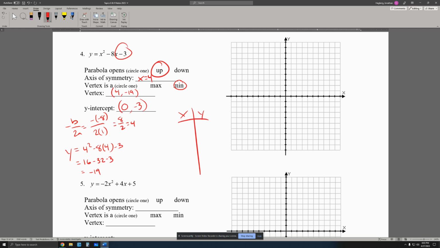So our vertex, we'll put it right in the middle, 4, negative 19. Our y-intercept, 0, negative 3. By symmetry, that tells us that we have 8, negative 3. Let's choose one more point. I'm going to choose 3 and 5. So plugging in 3, we have y is equal to 3 squared minus 8 times 3 minus 3. That's equal to 9 minus 24 minus 3, which is equal to negative 18. So by symmetry, 5 evaluates to negative 18. Okay. So to graph this, we'll start with our axis of symmetry, x equals 4.